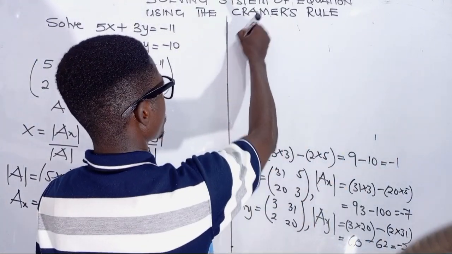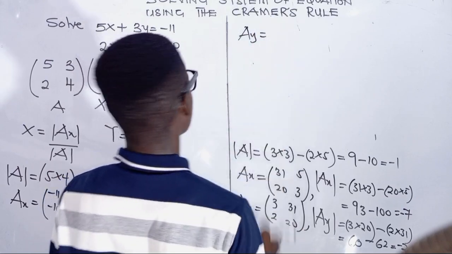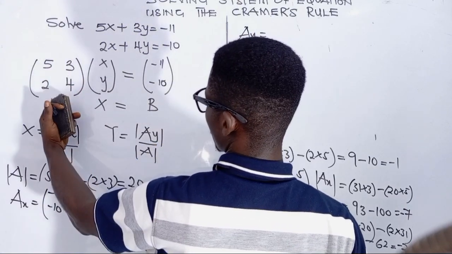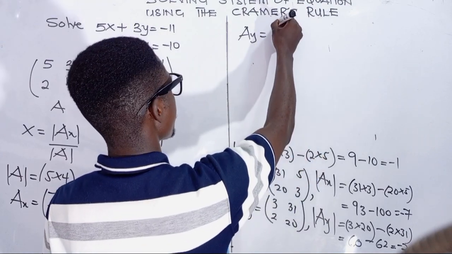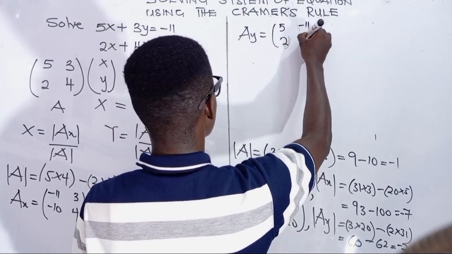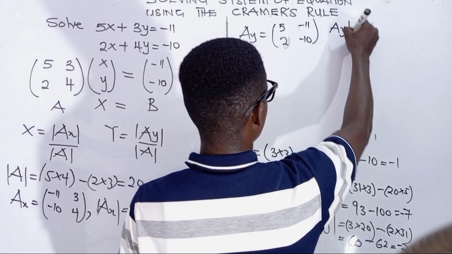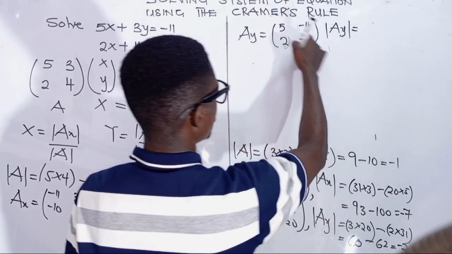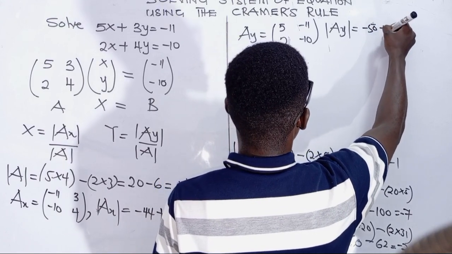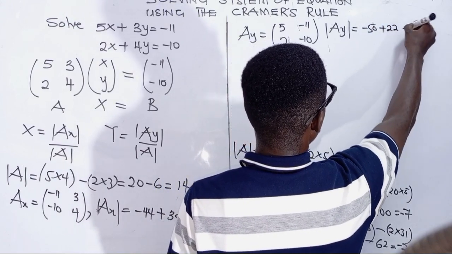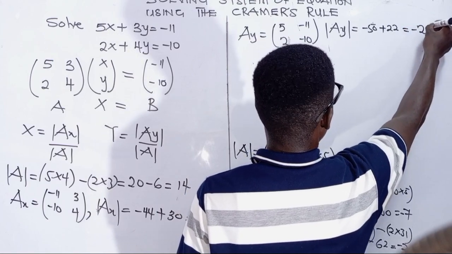So we have Ay, we are going to replace the second column with the constant matrix. So you have, then we can find the determinant of Ay. So we are going to have minus 50 plus 22, and that is giving us minus 28.